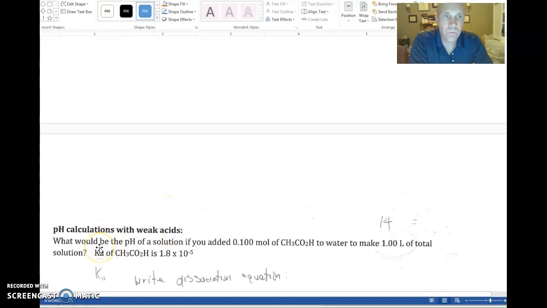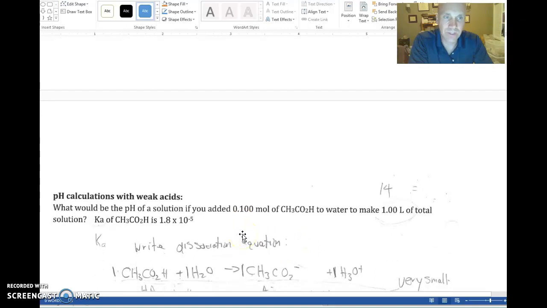Just like with strong acids, where we can take a certain amount of a strong acid dissolved in water and calculate the pH of that solution, we can do the same type of thing with a weak acid. It's a little bit more step-by-step, and as you'll see, it involves using an assumption that makes the math a little easier. So the problem we're going to do: calculate the pH of a solution if you added 0.1 mole of acetic acid to water to make a total of 1 liter of solution. It gives you the Ka of acetic acid right here: 1.8 times 10 to the minus fifth.